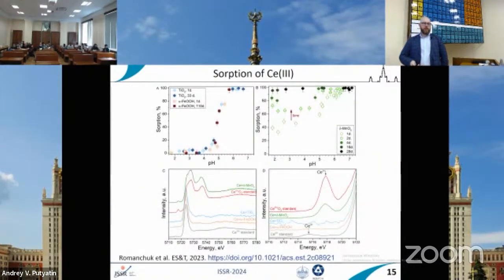So there is an example of sorption of cerium(III) onto different minerals. Here it is titanium dioxide, iron oxohydroxide, so it's goethite, and manganese dioxide. In these cases, you can see the typical sorption behavior, an S-shape dependence of the sorption on pH.